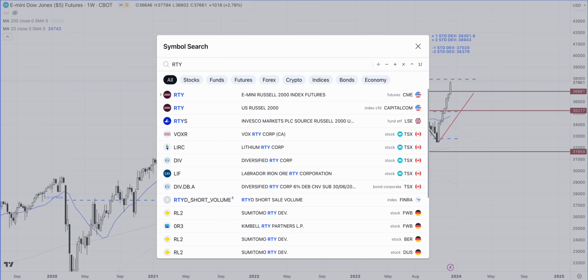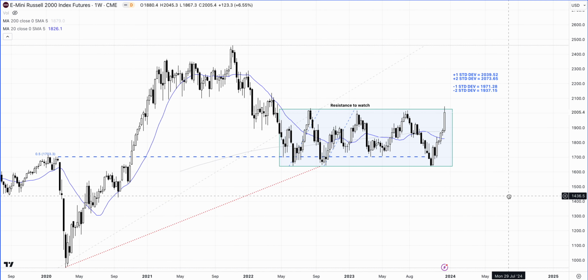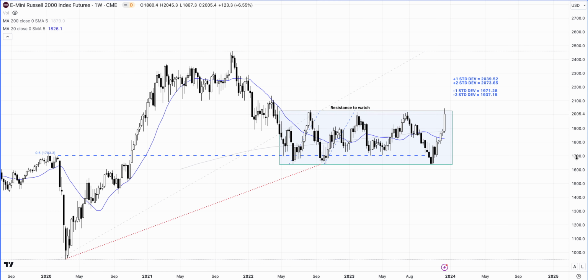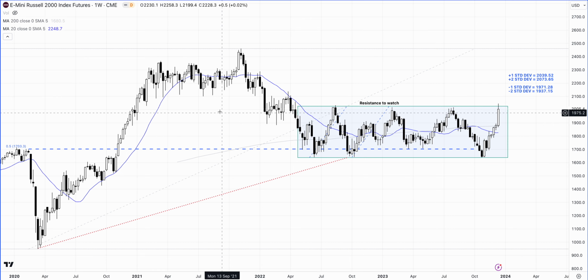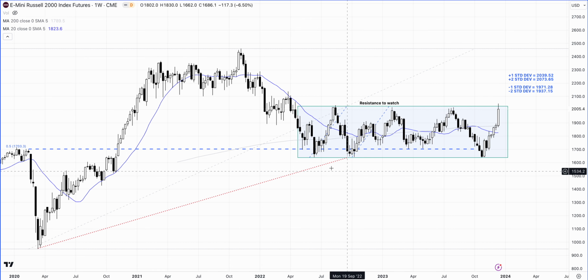Let's take a look at the Russell 2000. This is the E-mini, the weekly chart for Russell 2000, and here, as we had mentioned in previous videos, it's just been in a very long trading range. We have seen double bottoms, double tops every time it's coming around. This is the 50% level. This is where it is.